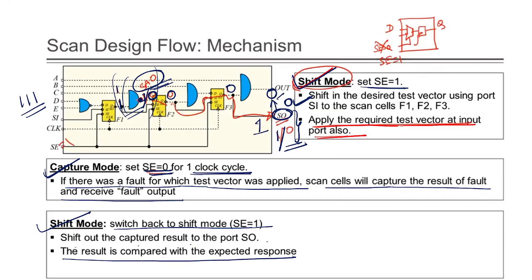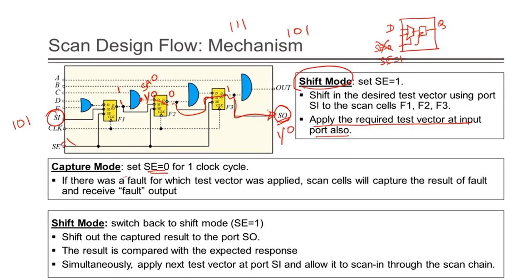So you can understand that there is some fault in this circuit. Like this you can find out the fault. First you need to operate in shift mode, next in capture mode, and again in shift mode. Capture mode will be operated for only one clock cycle, and again you need to operate in shift mode so that you can find out the faults.